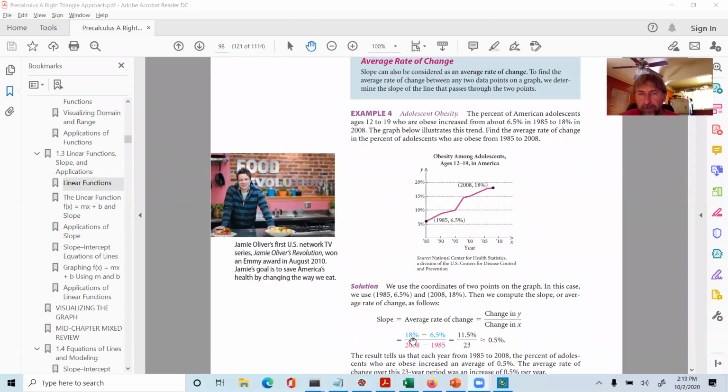So then they pick 2 points. The Y values are percentages. So they've got 2 points that they picked on the graph that they wanted to calculate it over. Y2 was 18, Y1 was 6.5. So this is the Y2 minus Y1. X2 is 2008. X1 is 1985. So we have a 23-year time period.